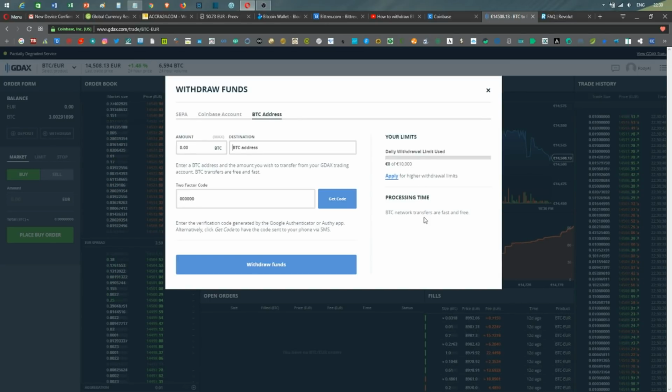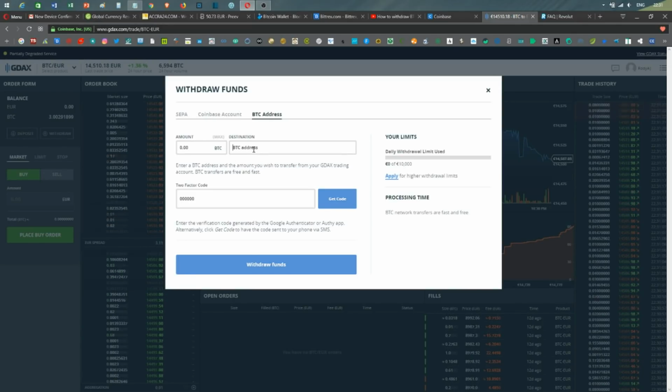The processing time: BTC network transfers are fast and free. So as you can see, these transfers are fast and free. Of course, it's different compared to Coinbase. In Coinbase, if you will be sending this somewhere, you will be paying a huge amount of fees. So I personally recommend using withdrawal from Gdax rather than Coinbase, because with Gdax you are actually saving your money on fees. What are the places that you can send BTC to when you withdraw your funds from Gdax?